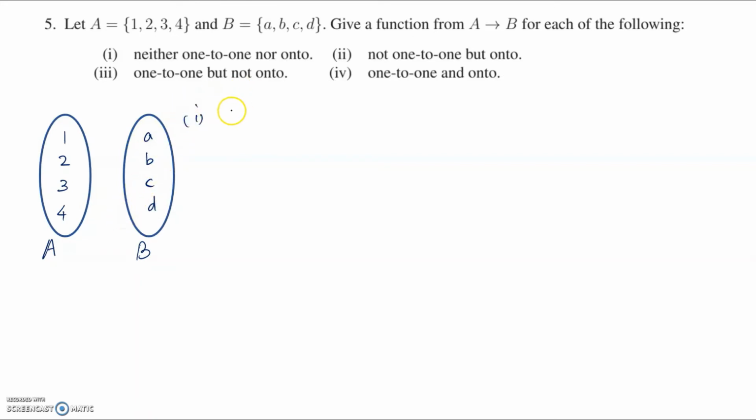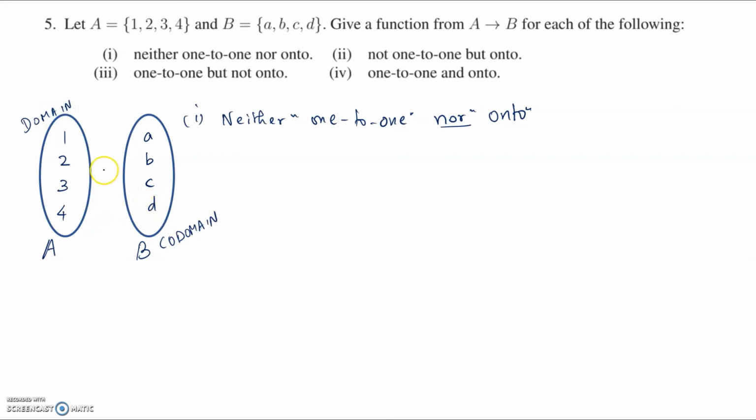The first part of the question is, it has to be neither one-to-one nor onto function. So for a one-to-one function, every element in A should have a unique image in B. So if it doesn't have a unique image, that means if 1 is with a and 2 is also with a, then it's not a one-to-one function. For an onto function, if this is your codomain, you need to have at least one element which is not associated with any element in the relation. So this is your domain.